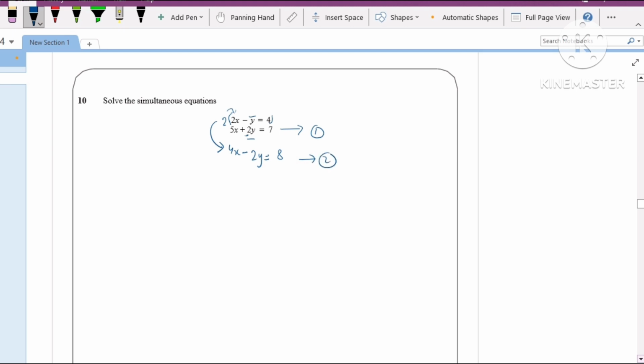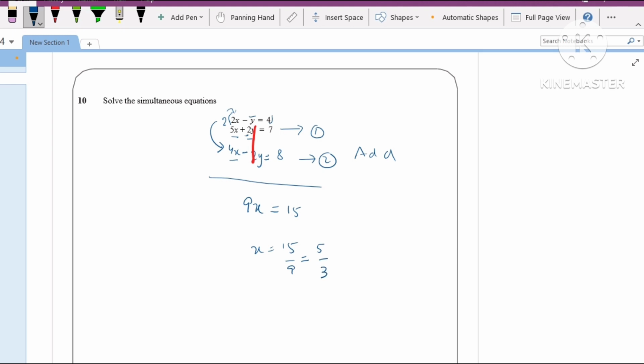Now compare, this is equation number 1, this is equation number 2. The coefficient of y is the same, the sign is already different, so we don't need to change the sign, because plus 2y minus 2y will be eliminated, and this was our target. So add these two equations, the plus 2y with minus 2y will cancel out. 5x plus 4x, that will be 9x, is equal to 7 plus 8, that is 15. So x is equal to 15 divided by 9. Both numbers can be divided by 3. So 3 5s are 15, 3 3s are 9. So x is equal to 5 over 3.